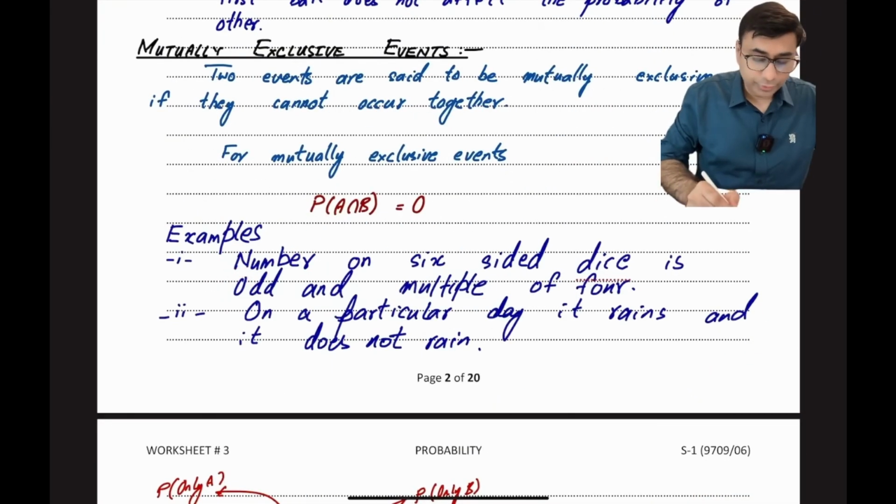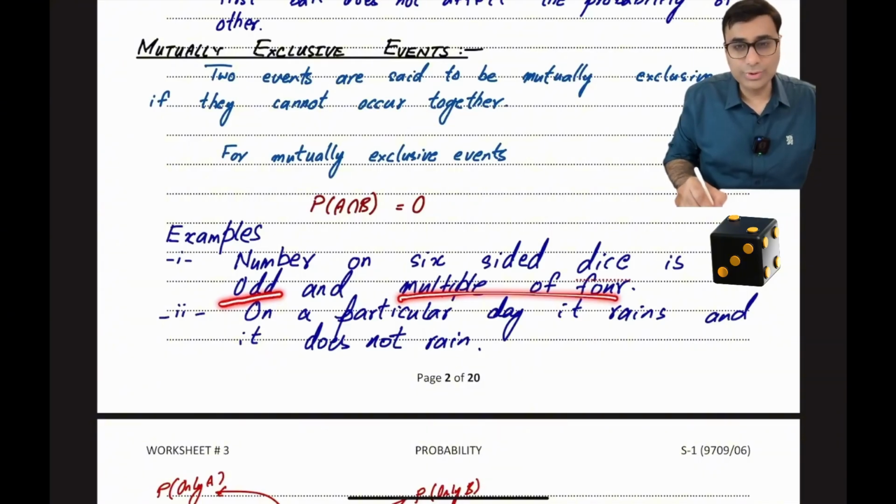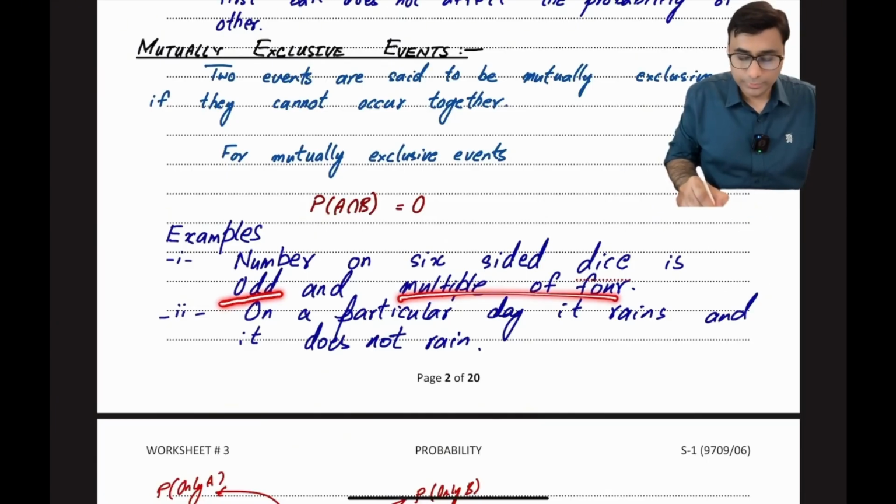For example, if you throw a dice and you check the number on the dice, what is the probability that it is odd and a multiple of 4? You know there is no such number which is odd as well as a multiple of 4 together. So these are mutually exclusive events and the probability in this case is going to be 0.